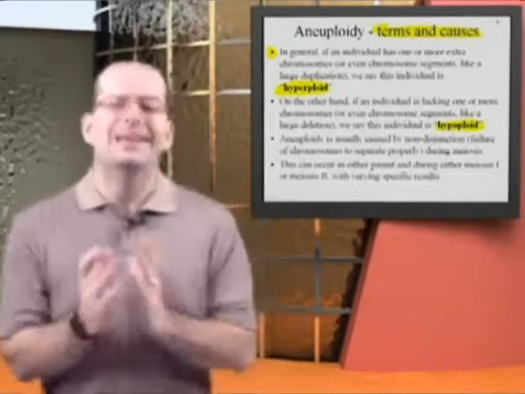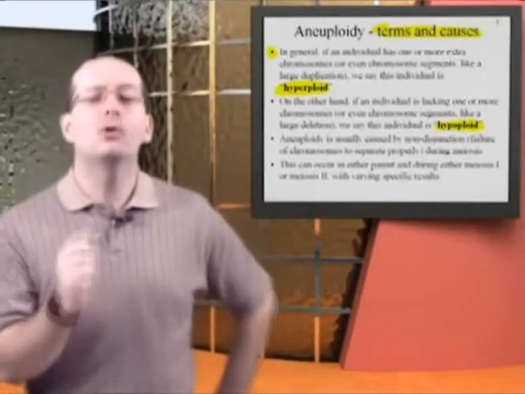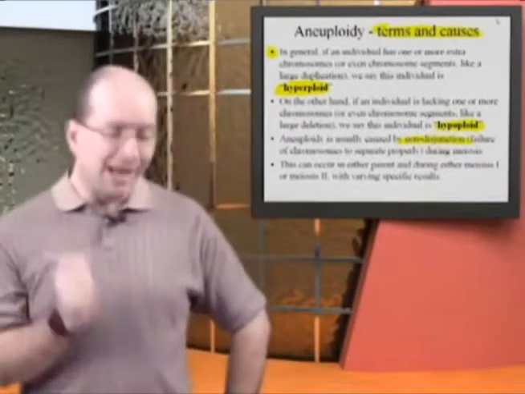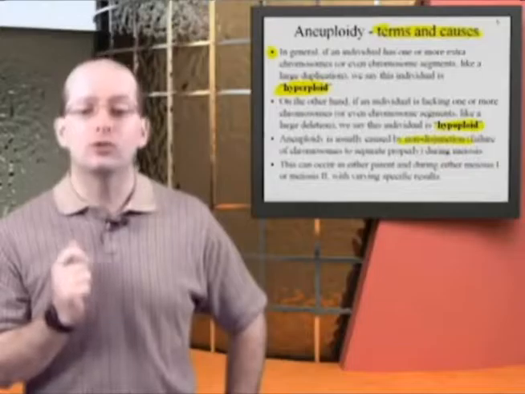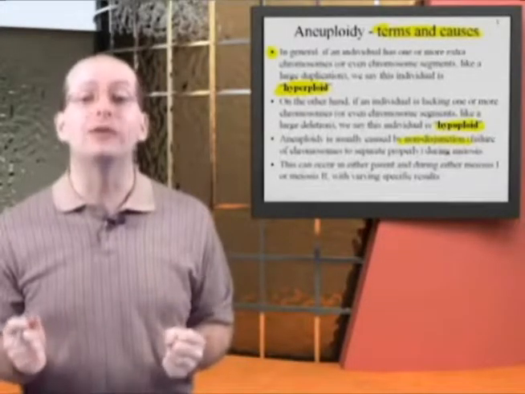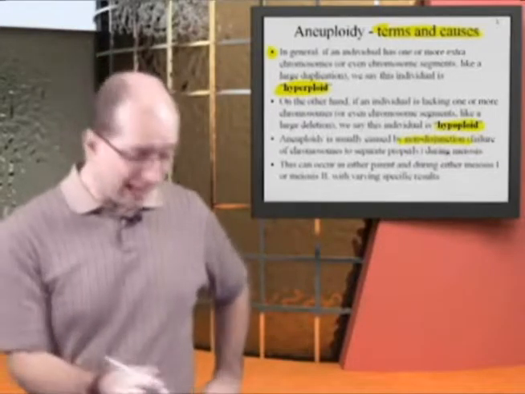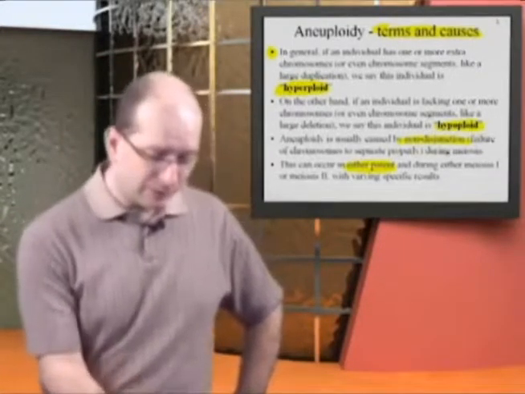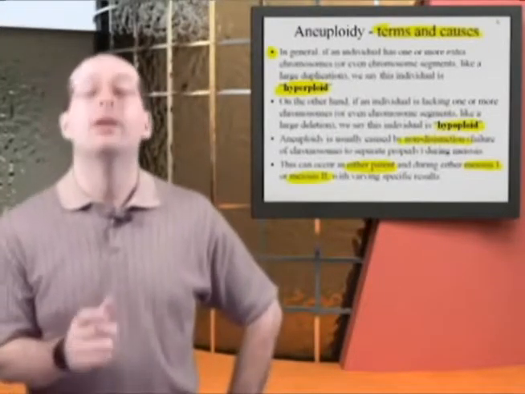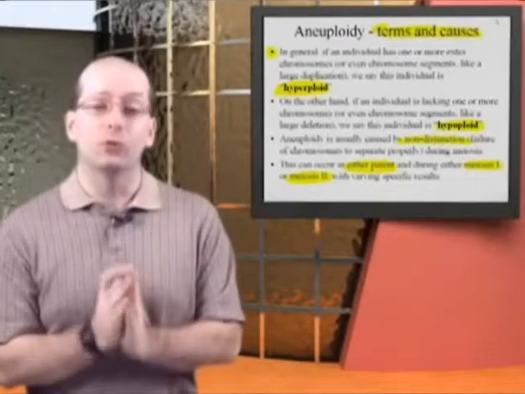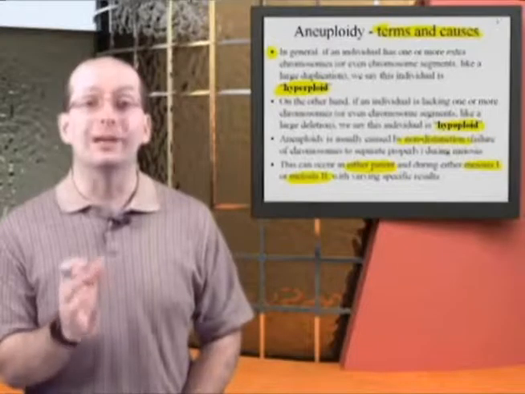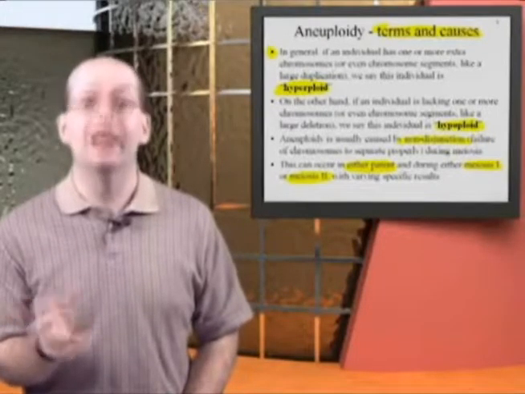All right? Now, what causes aneuploidy? Almost always it's caused by an event called non-disjunction. Non-disjunction is the failure of chromosomes to properly separate and segregate during meiosis. Now, it can occur in either parent, and it can occur during meiosis 1 or meiosis 2, with, I should say, varying specific results. I had the artist make a couple of pictures. Let's just check them out quickly so we can understand how aneuploidy can happen.